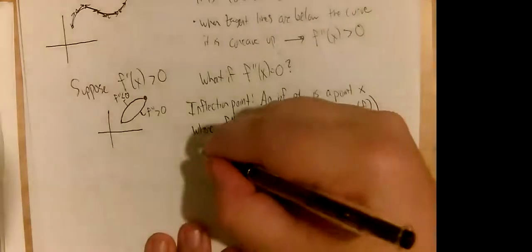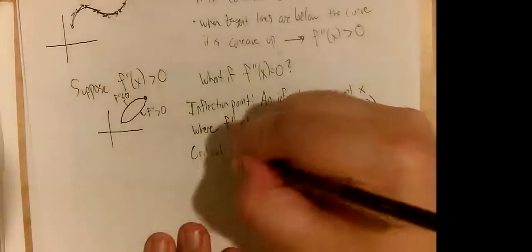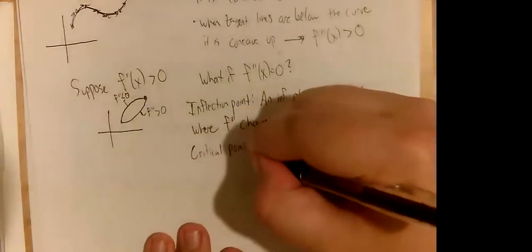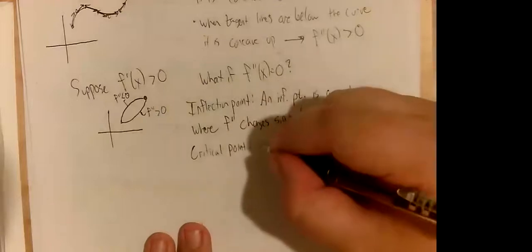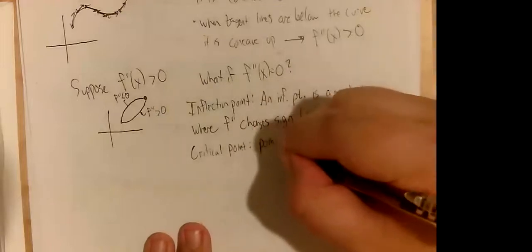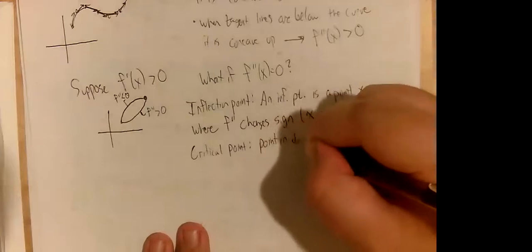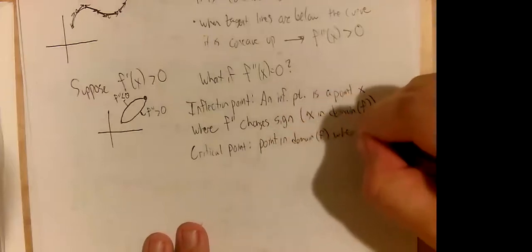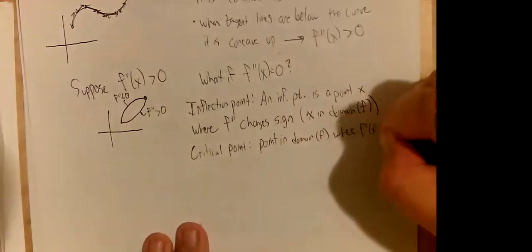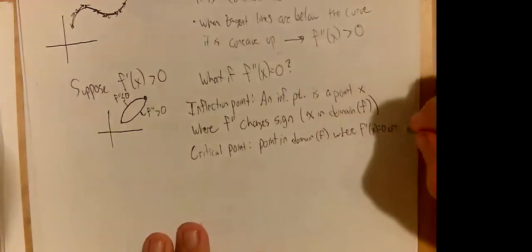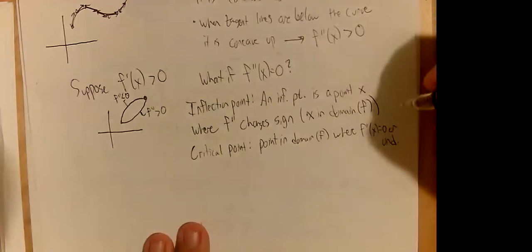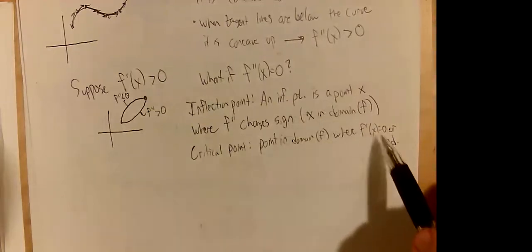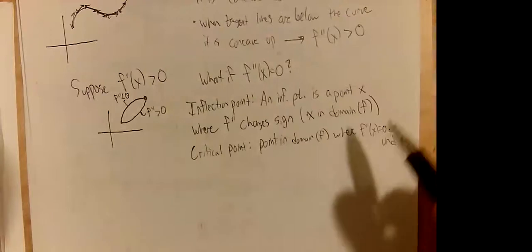Now let's compare this to the definition of the critical point, because they are a little bit different. A critical point is a point in the domain of f, so that part they share in common, where f prime of x equals 0 or is undefined. Now, an inflection point can only happen when f double prime is 0 or undefined.